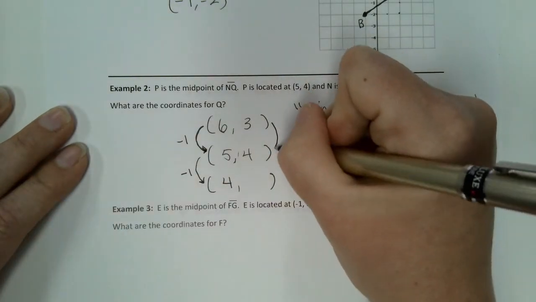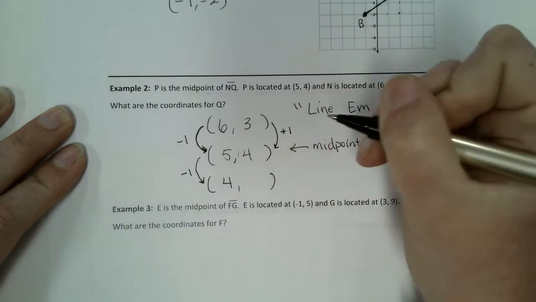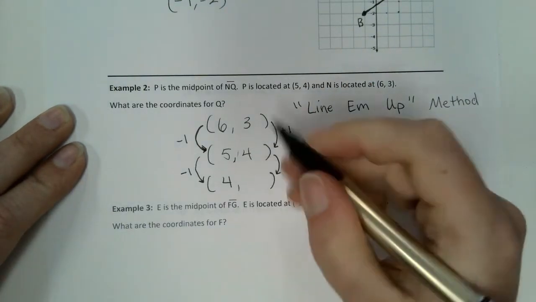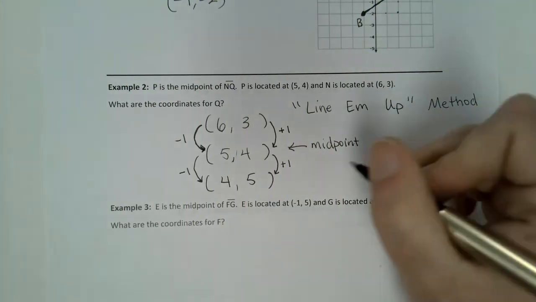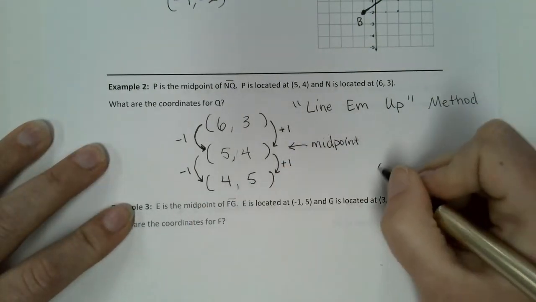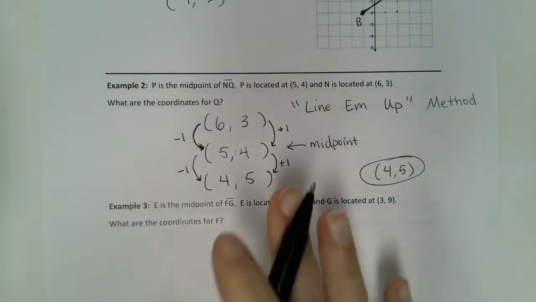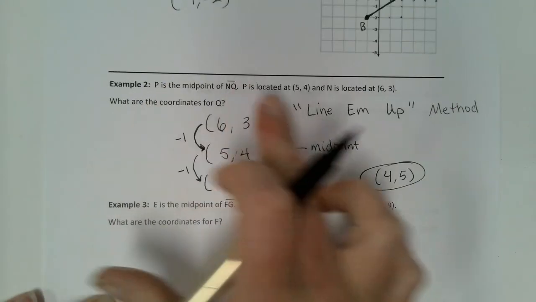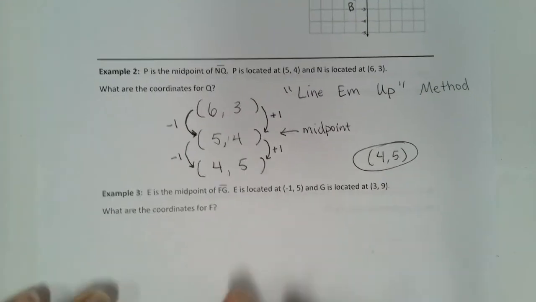And then now we do the pattern on the Y. On this side, they got from 3 to 4 by doing what? Adding 1. So if we continue that pattern, adding 1 would give us 5. So that means my other endpoint is at (4, 5). That is my answer. Again, you only do this line them up method if they already tell you the midpoint. This method helps you find the missing end, which in this case was (4, 5).